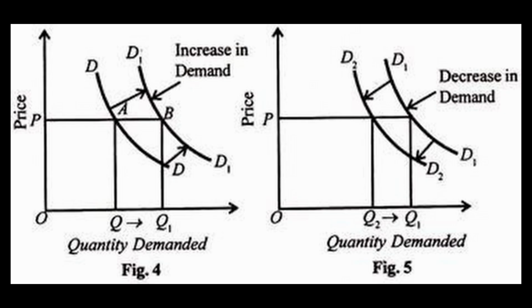For example, if the income of a consumer is increasing, then the demand curve will shift towards the right, that is called an increase in demand. But if the income of a household is decreasing, then the demand curve will shift towards the left, that is called a decrease in demand.